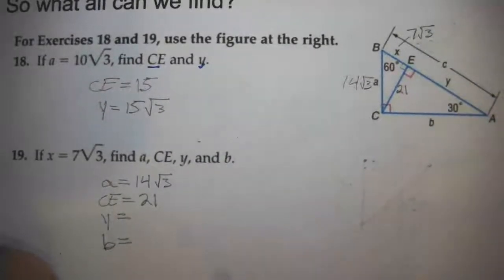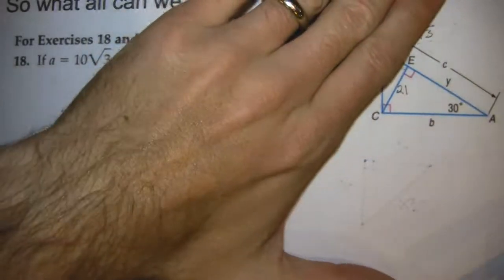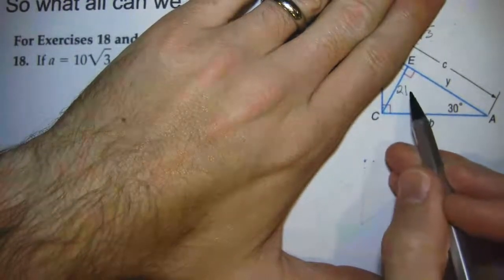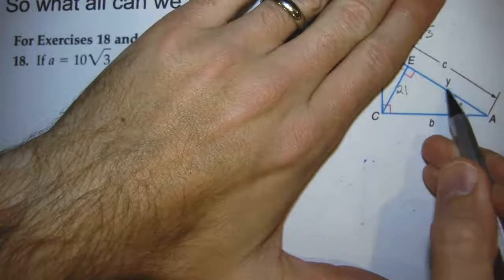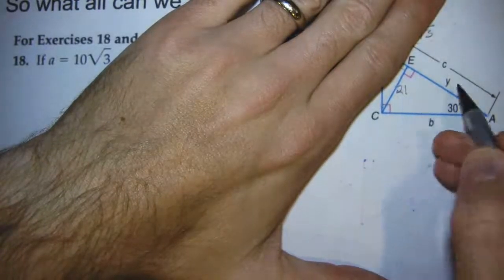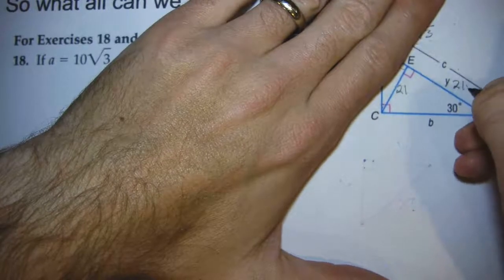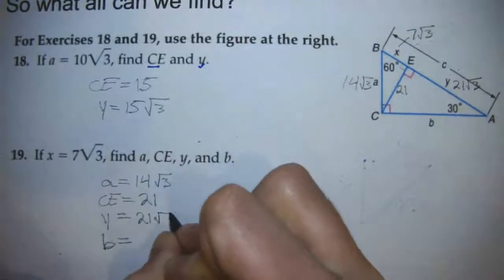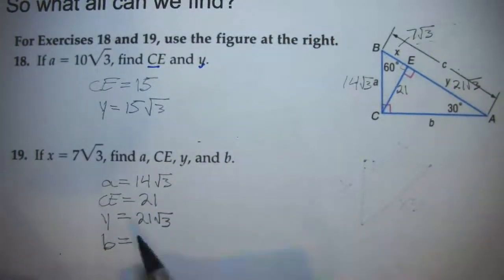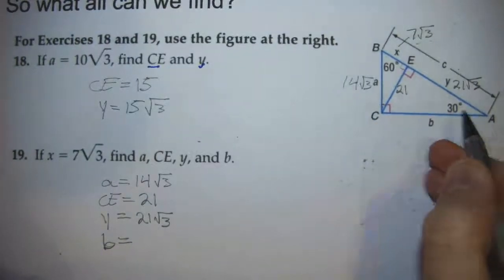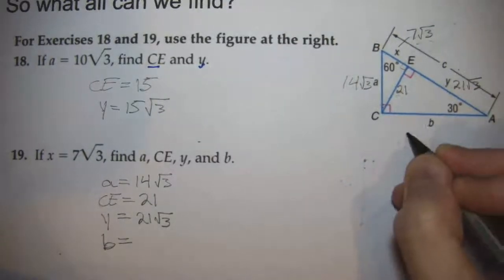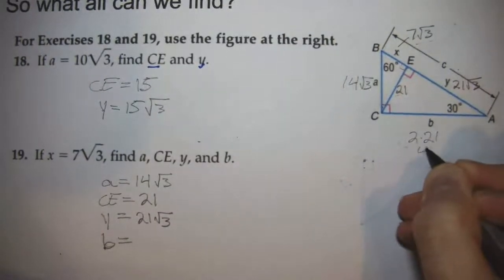Let's see what we've got to find next. Next is y. So what I'm going to do is ignore the smaller triangle, pretend like it's not here. Notice 21 is opposite 30 degrees. So this is the short side. Y would be opposite that 60 then. So y is that other side. So all I've got to do is take 21 and multiply it by radical 3, and that'll give me that side for y. So 21 radical 3. And then the last thing we were asked to find is b. Well, b is the hypotenuse in this case. So if CE is 21, the short side, all I have to do is double it. So 2 times 21, or in this case, 42.